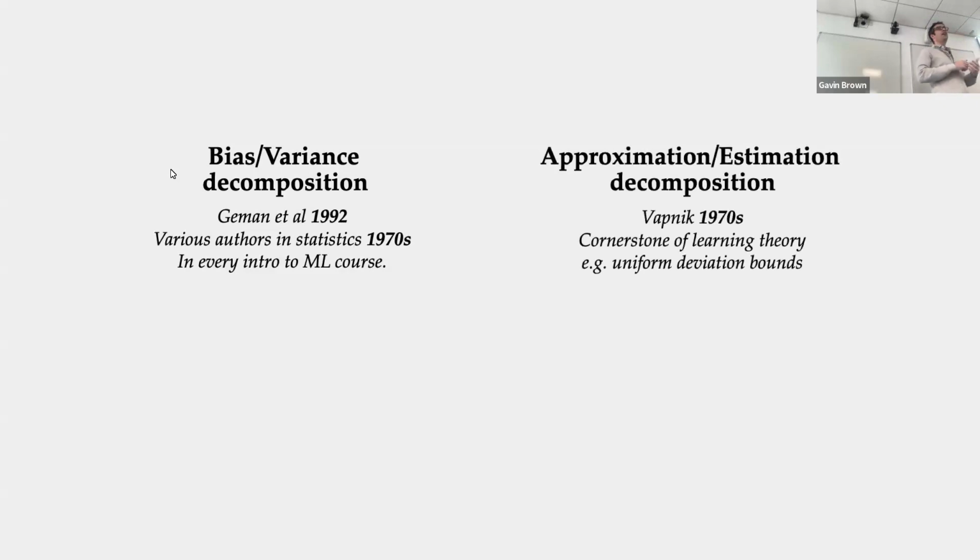Then there's this thing called the approximation estimation decomposition. This is Vladimir Vapnik in the 70s. And again, this is like the cornerstone of a whole subfield of machine learning, learning theory. Things like uniform deviation bounds, which are one of the types of generalization bounds, are built upon this. So if you know these two areas, you definitely know that they're important.